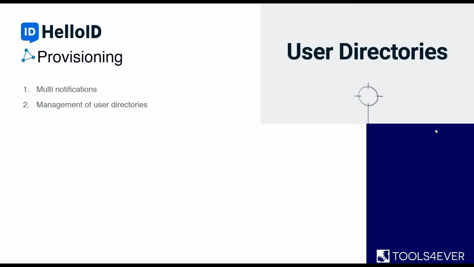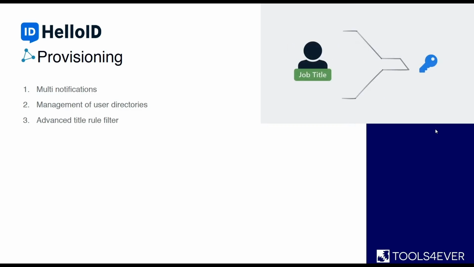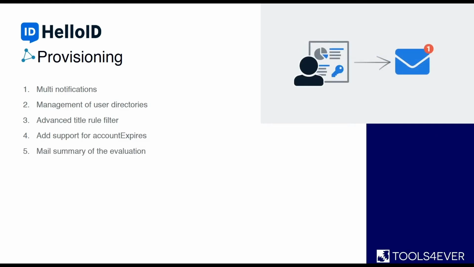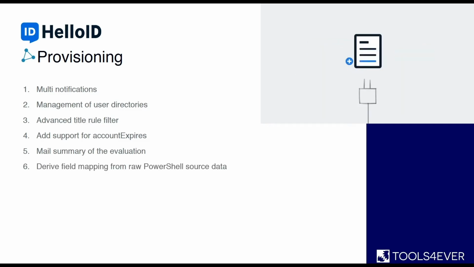They can be created for a new account or archived when a user leaves the organization. We also now have the option to set business rules on the job title of the contract. And we have the option to set the account expiration of an Active Directory account. If the provisioning engine is executed, daily or by hand, it will send out a summary report of all the actions that are executed. We now also have the option that the PowerShell source connector automatically derives the field mappings from the first row in the input. In the older versions, you had to do this manually or by script.